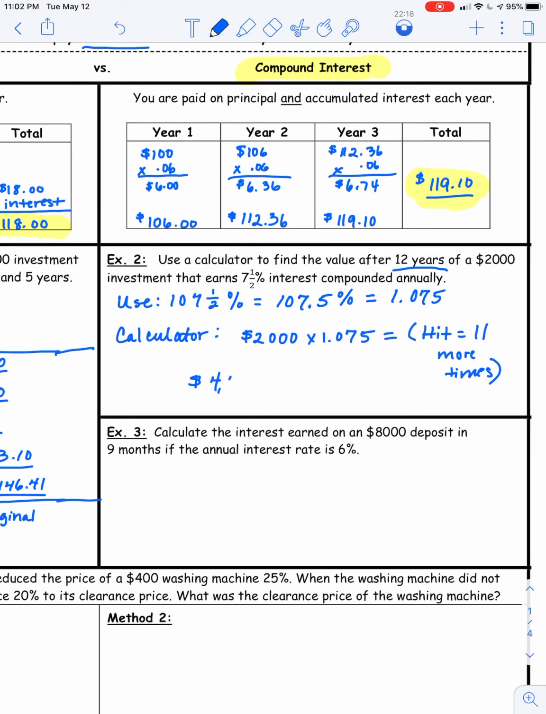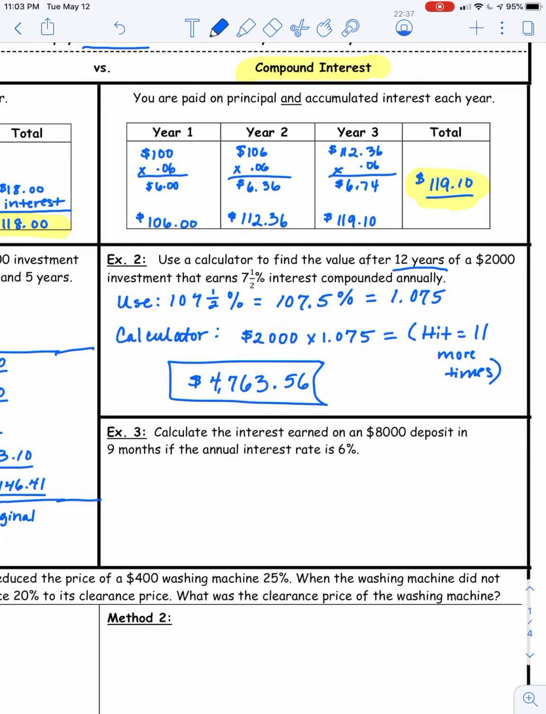I'm going to write down what I got. You check and see. If you didn't get this, then you might not have hit your equal sign enough times, or you might have hit it too many times. But you're going to get 4,763.5592. So we're going to round that to the nearest cent. So you would have 56 cents.